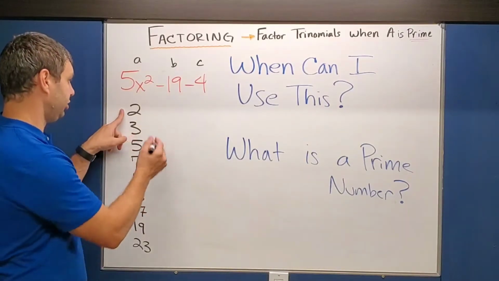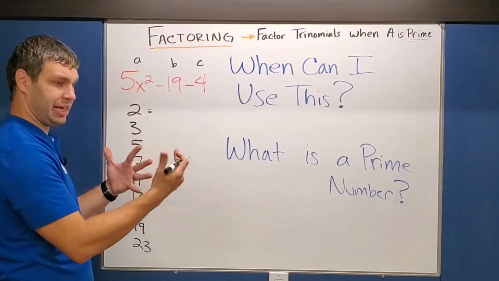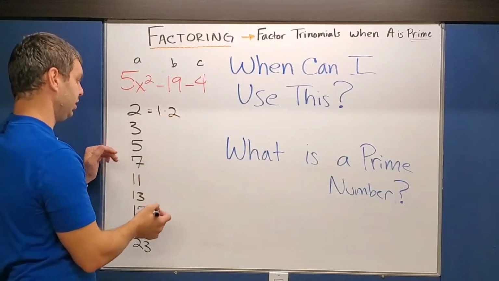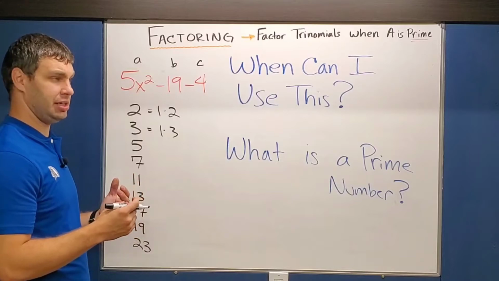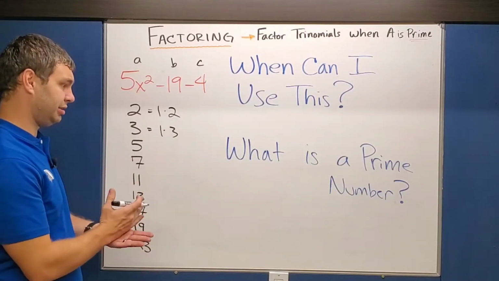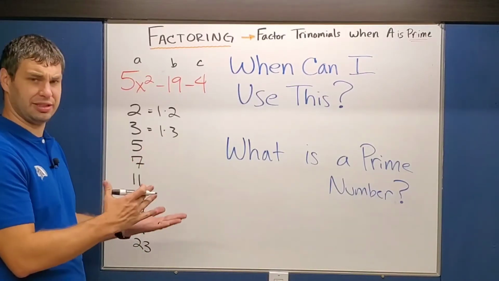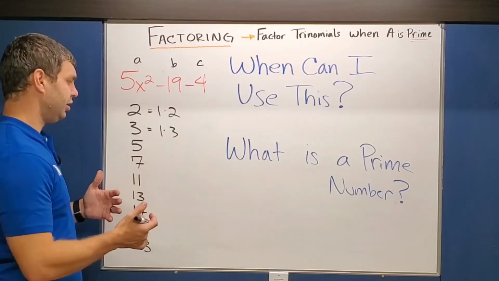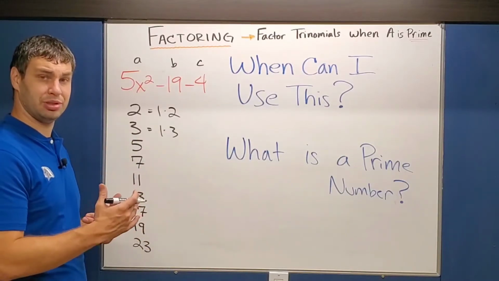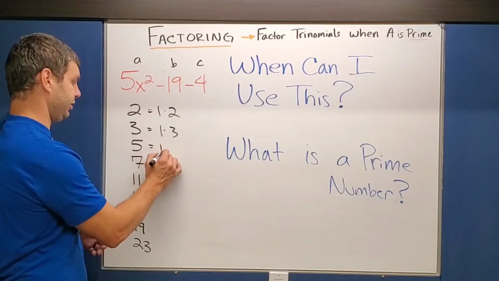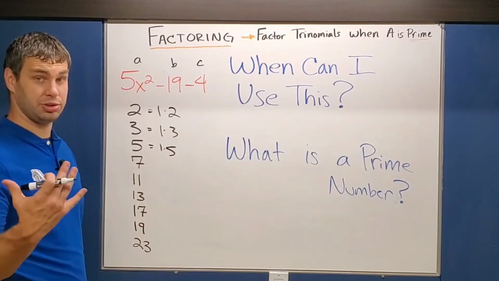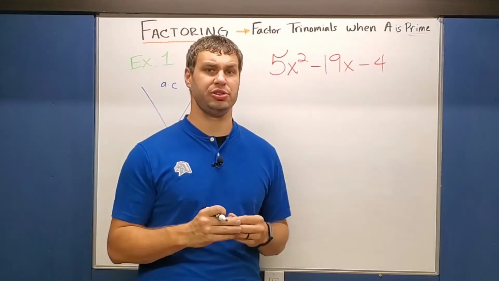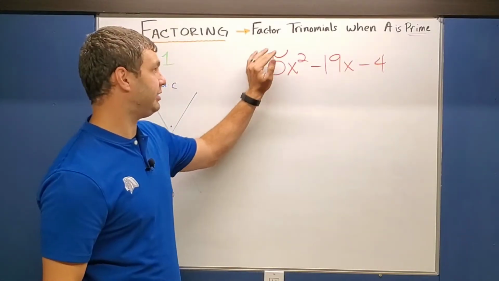For example, 2 is only arrived at by taking 1 times 2. 3, same thing, 1 times 3. You can't take like 1 times 2 plus something to get to 3. The only way you can multiply it with whole numbers is by 1 and itself. So again, 1 times 5 will get you that. 1 times 7 is 7, and so on. Those are prime numbers.